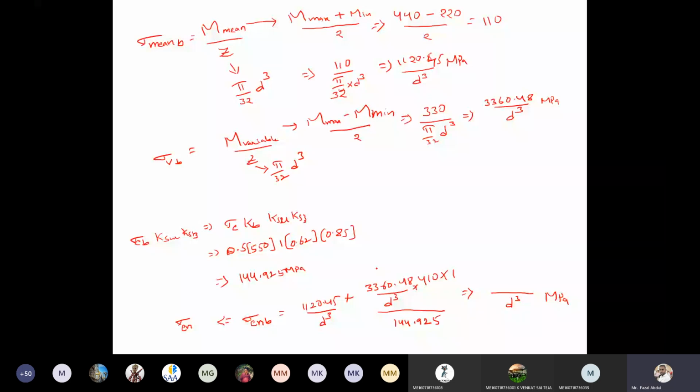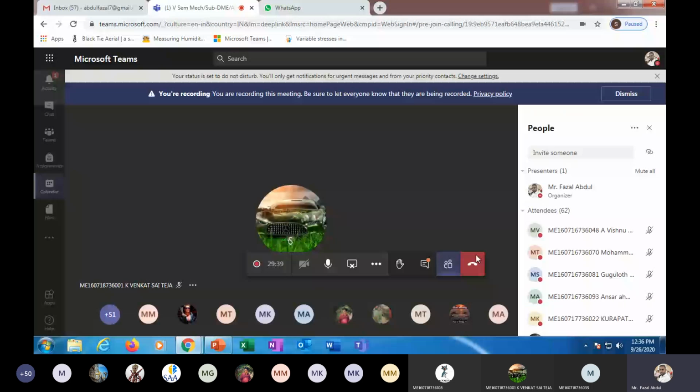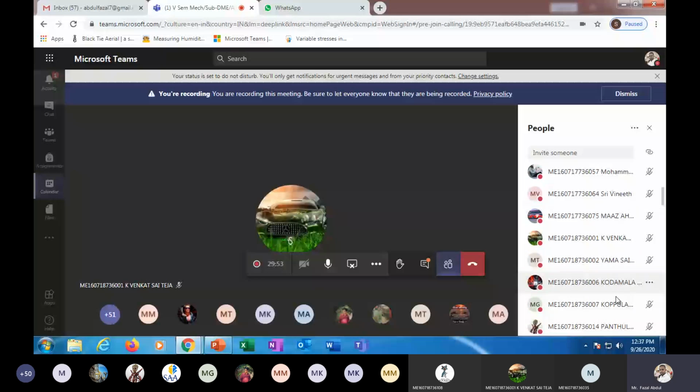Please make it fast. Why is the strength very less? Only 62% are present. In the previous class, it was 72. Very little strength is there.